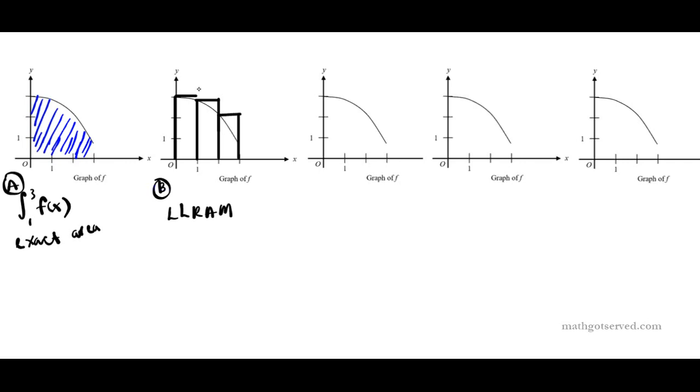This approximation is an overestimate. It's bigger than the exact area. Why? You see the rectangle has some areas outside, above the curve. So LRAM is an overestimation. Okay, so let's write that down. This is an overestimate. So what does that mean? It is bigger than option A. We are looking for the smallest. Okay, that's the goal. Option C is the right rectangle approximation.